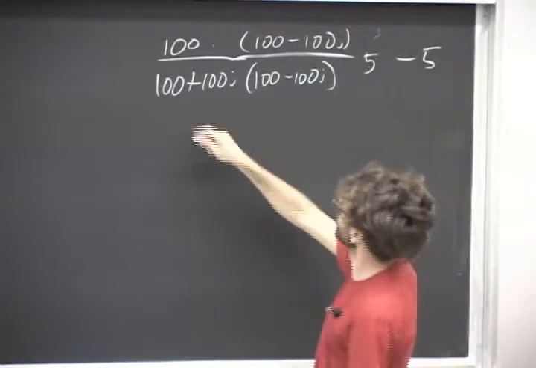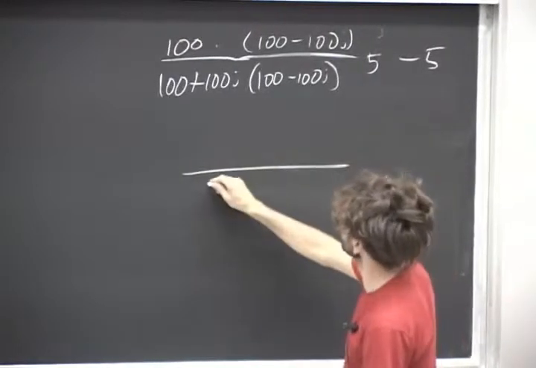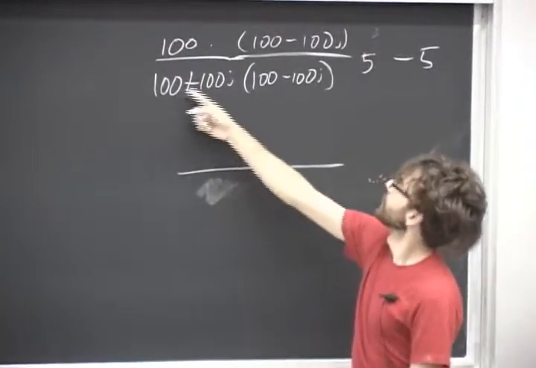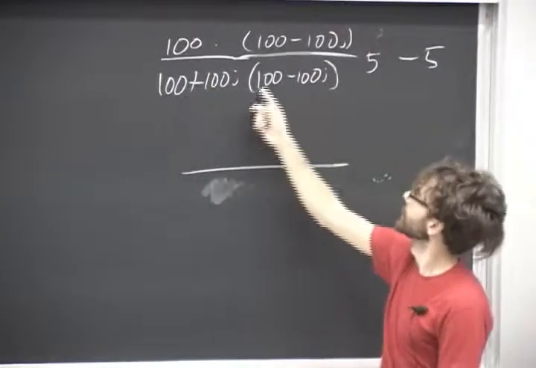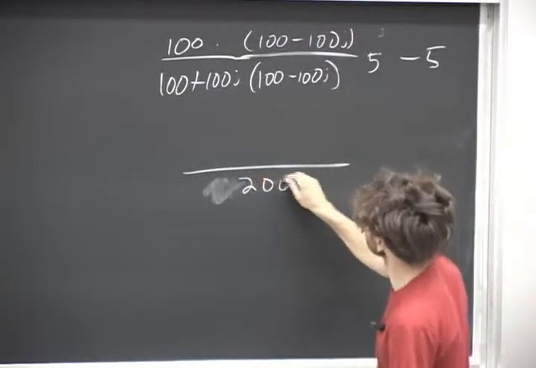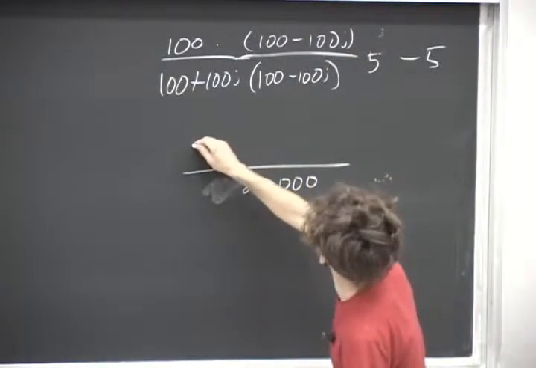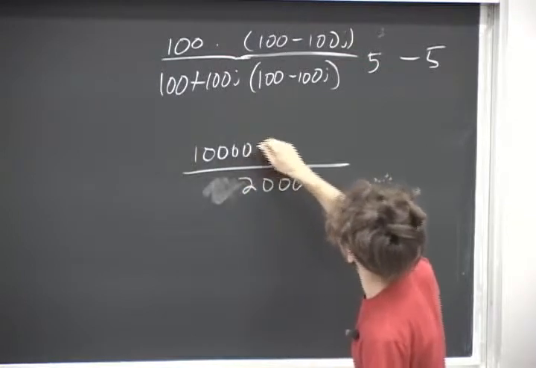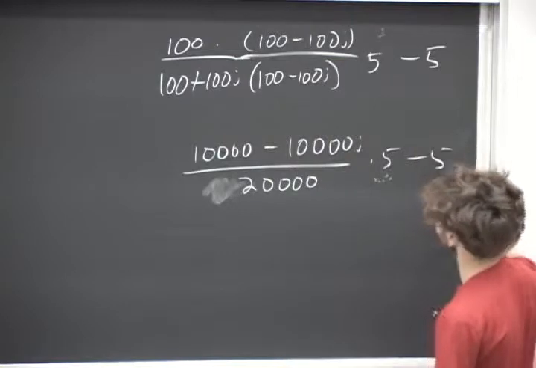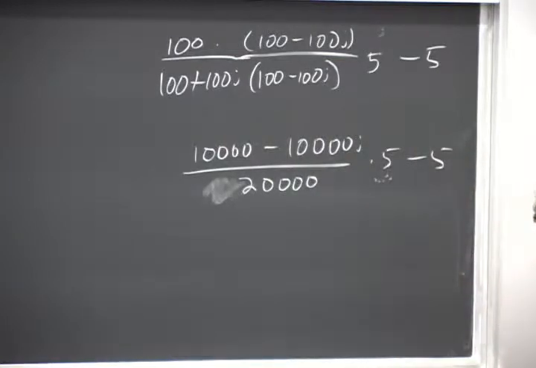Okay. So in this case, the bottom is just going to end up being what? Well, the cross terms should cancel. You'll get 10,000 plus 10,000, so you get 20,000 over 10,000 minus 10,000j times 5 minus 5. So, am I messing up?